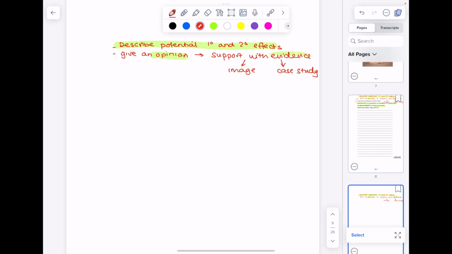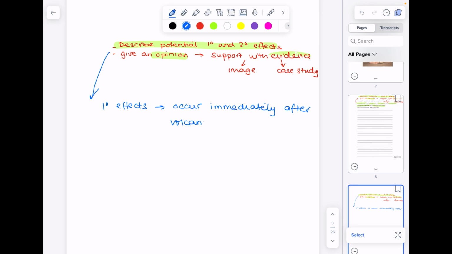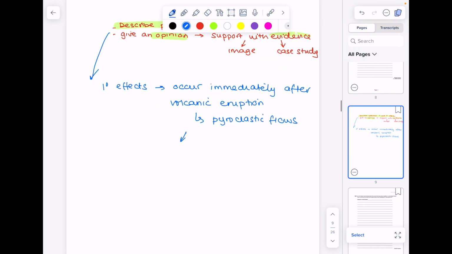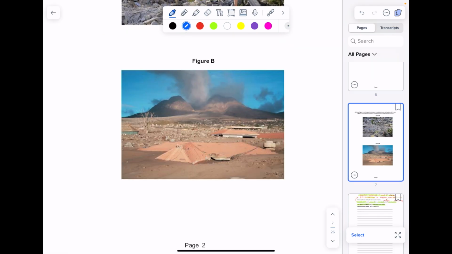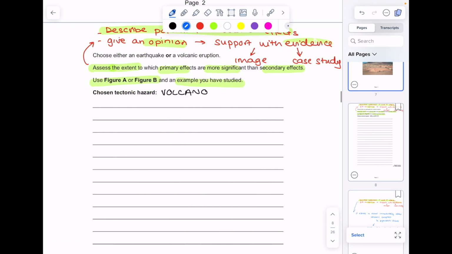I might even go as far as to do a little mini essay plan. So I'm going to start by describing the potential primary and secondary effects. Remember, the primary effects occur immediately after the volcanic eruption. We know that spelling, punctuation and grammar is going to be important, as well as using technical terms. So what happens in a volcanic eruption? Well, there are pyroclastic flows, so I'll make a point of mentioning that. We know that's going to lead to the death of humans and animals. Making sure to refer to Figure B, I can see that land and property has been buried by the ash cloud.